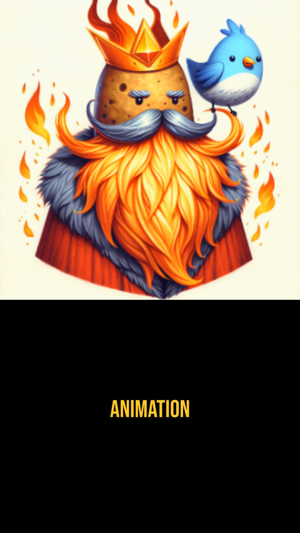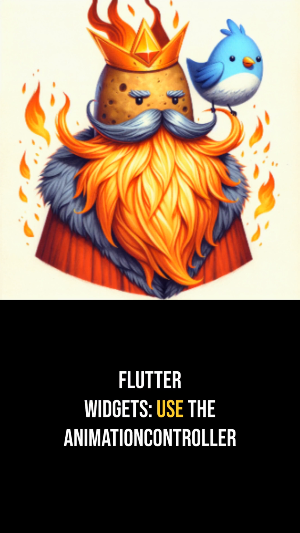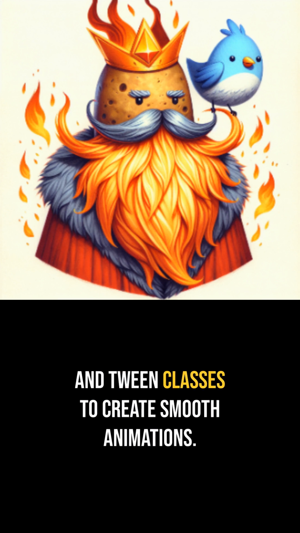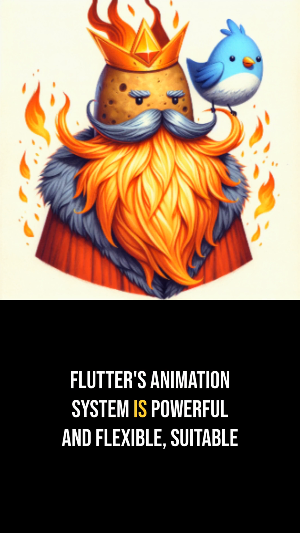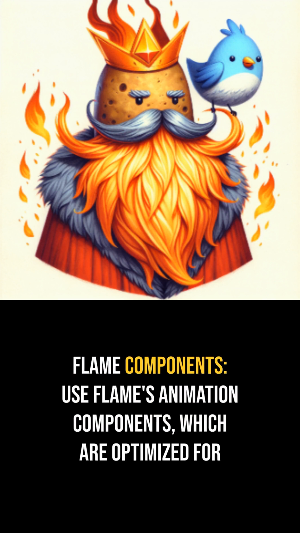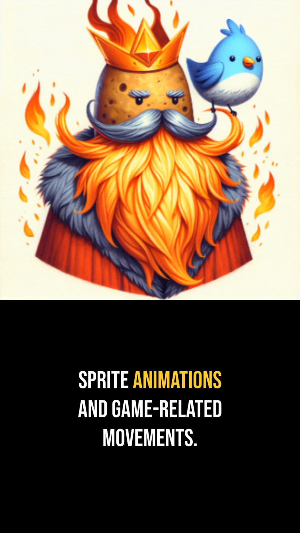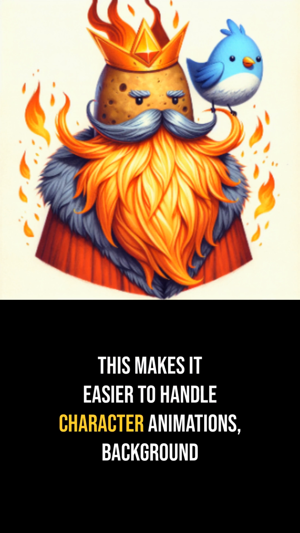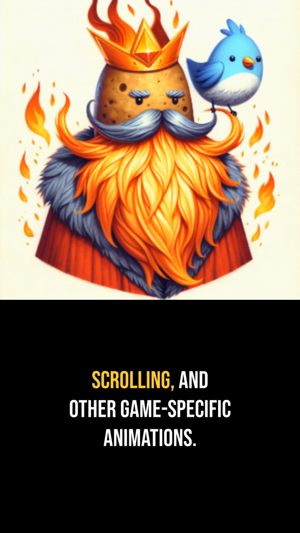5. Animation. Flutter widgets use the AnimationController and Tween classes to create smooth animations. Flutter's animation system is powerful and flexible, suitable for a wide range of UI animations. Flame components use Flame's animation components, which are optimized for sprite animations and game-related movements. This makes it easier to handle character animations, background scrolling, and other game-specific animations.